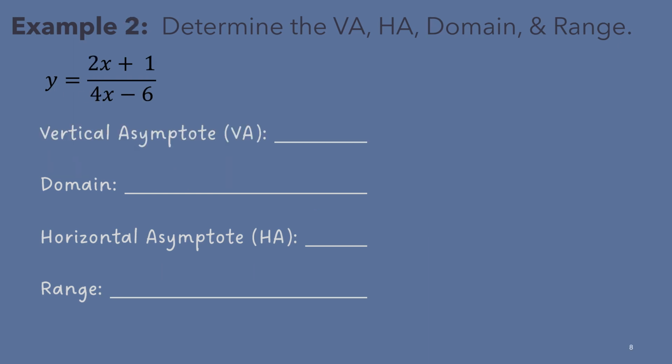Let's try some more. Number 2, y equals 2x plus 1 over 4x minus 6. Determine our vertical asymptote: set the denominator equal to 0 and solve, or do the opposite of d over c. That'll give us 3 over 2. That would be a negative 6 over 4, or solve that equation. That will split our domain from negative infinity to 3 halves, union 3 halves to infinity.